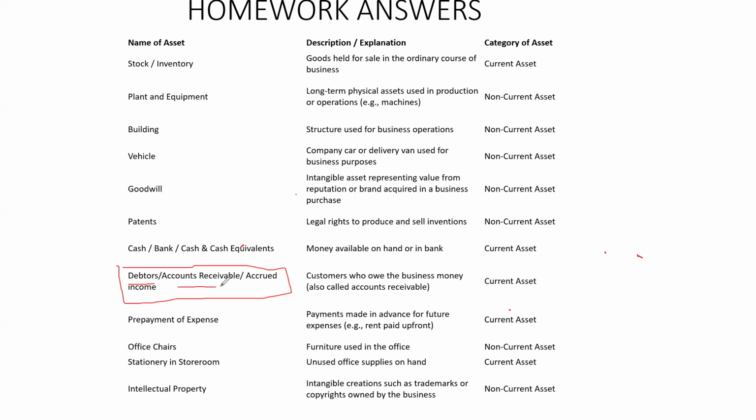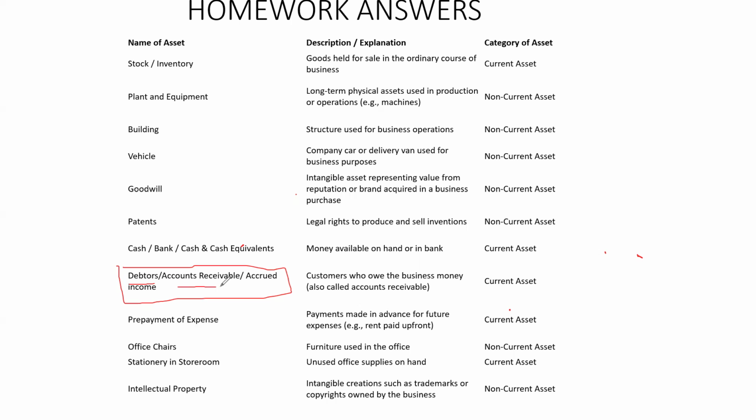That stock, we usually call it inventory, right? Inventory or stock, that's also a current asset, because when Mr Price puts clothes in the shop, they expect to sell those clothes within the next 12 months. So those are examples of current assets. That is stock, inventory, cash in the bank, or debtors or accounts receivable.